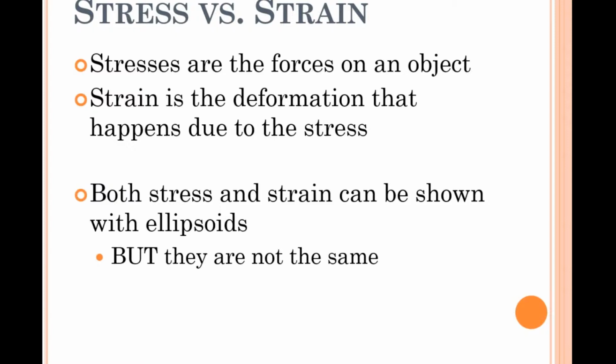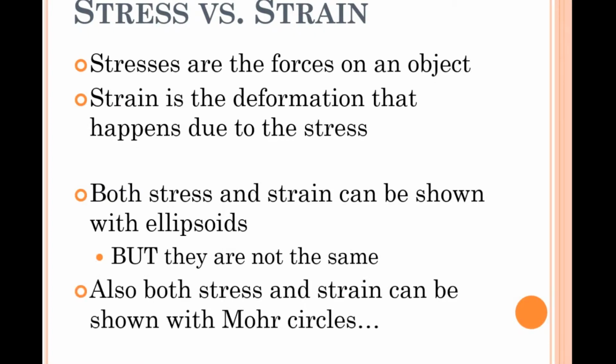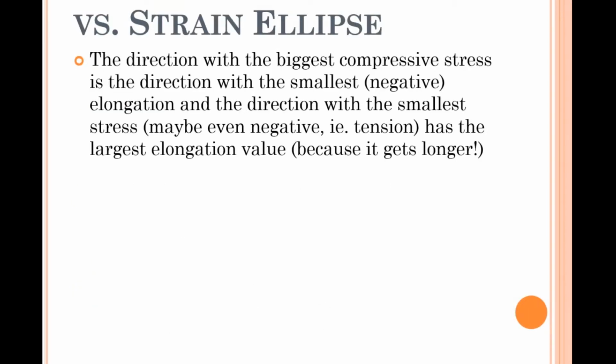Both stress and strain can be shown with ellipsoids, but they're not the same. They can also both be shown on Mohr circles, but it's a stress Mohr circle or a strain Mohr circle, and it's important to know which one you're doing because they're both circles, but they're different. So the stress ellipses versus strain ellipses. Rather than just tell you they're different, I'm going to show you.